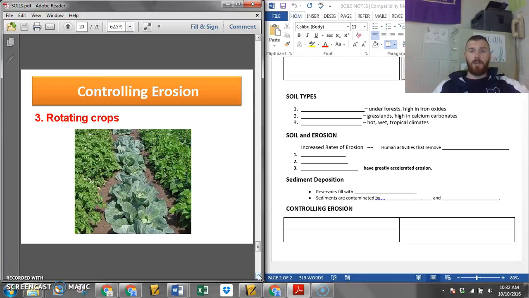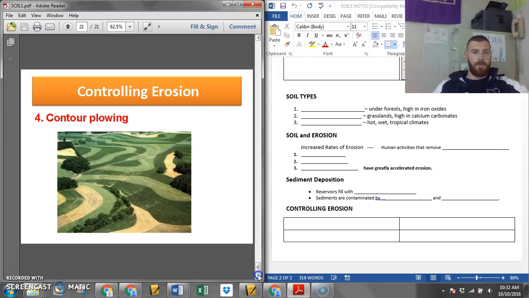We can rotate crops, which deplete mineral resources in soil slower. We can contour our plowing, which you can see a picture of there. And that's all I have for this PowerPoint.